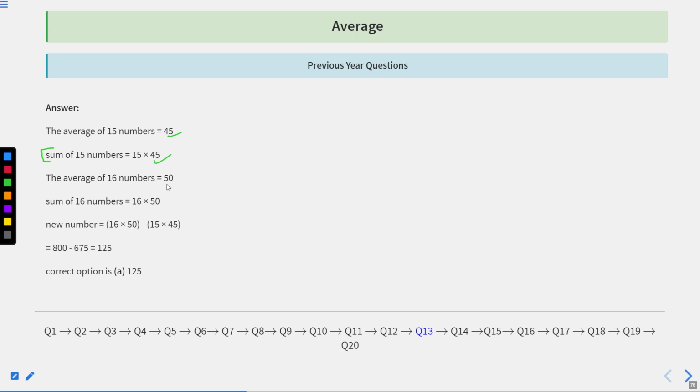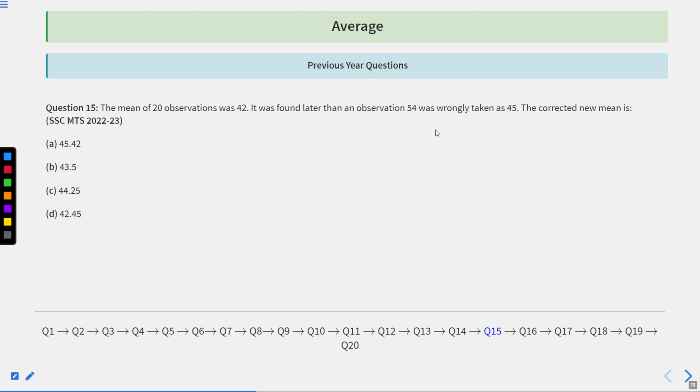So the average of 16 numbers is 50. That is also known. So now the sum of 16 numbers is going to be 50 times 16. Correct? So the new number, what is the new number? You know the sum of 16 numbers and you know the sum of 15 numbers out of those 16. So what is the 16th number? That is very easy. Just take the difference. 16 into 50 minus 15 into 45. That is going to be 125. So the correct option here will be option A, 125. So the 16th number that joined these 15 numbers is 125.